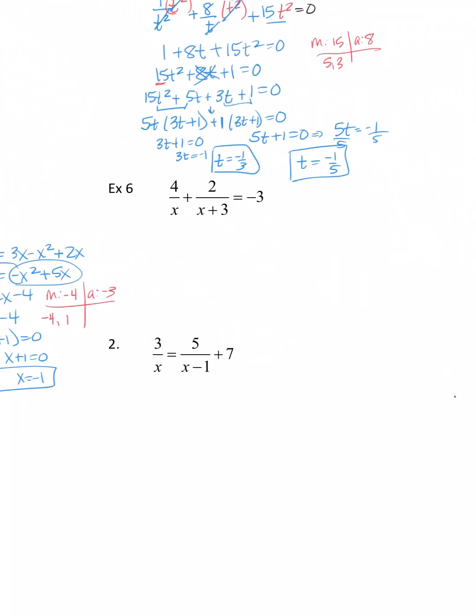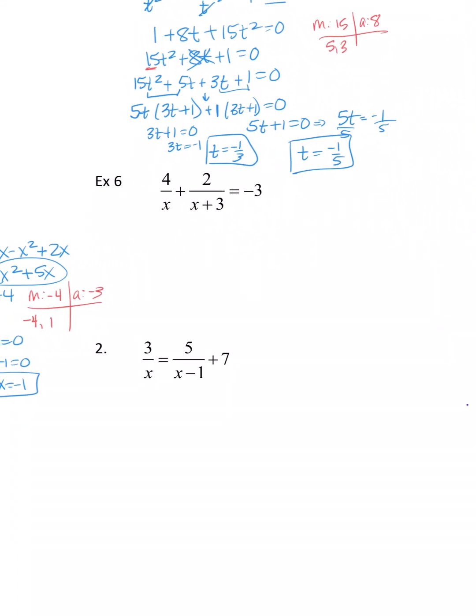Let's do one last example. All right. Let's think through. What is our least common multiple going to be here? Well, it's going to be x times x plus 3. Leave it in factored form until we reduce some things, okay? So we're going to distribute this throughout each term. So 4 times x plus 3 over 4 plus 2 times x plus 3 over x plus 3 equals negative 3 times x plus 3.